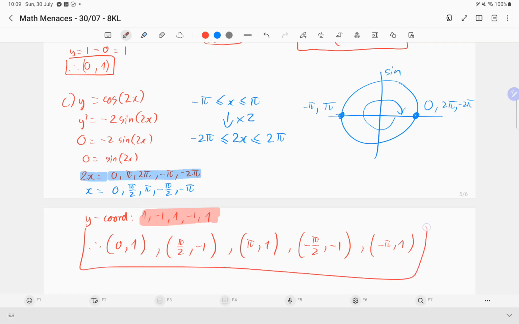There will be 5 answers, 5 stationary points for question C. 90% of Methods students won't be able to do question C. I guarantee you. If you just want to torture your friends, get 10 or 20 of them and give this question to them, only one of them will be able to do it, or maybe even 0. This is not an easy one.